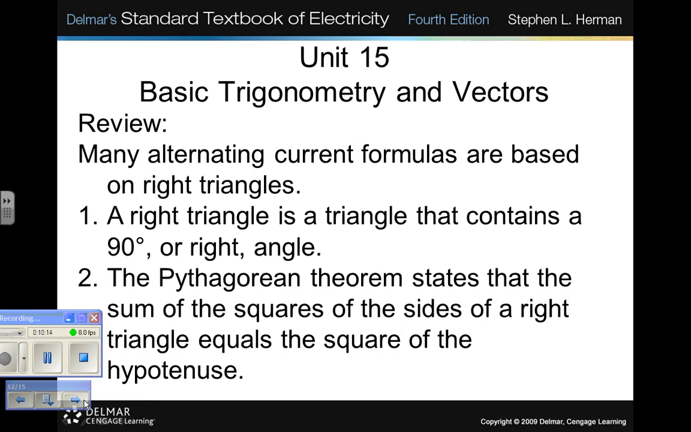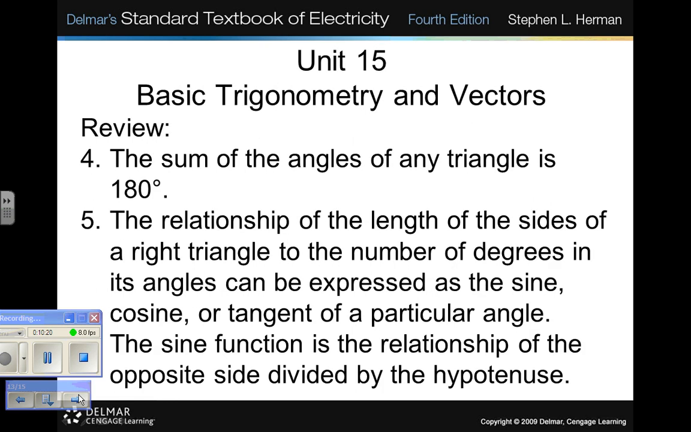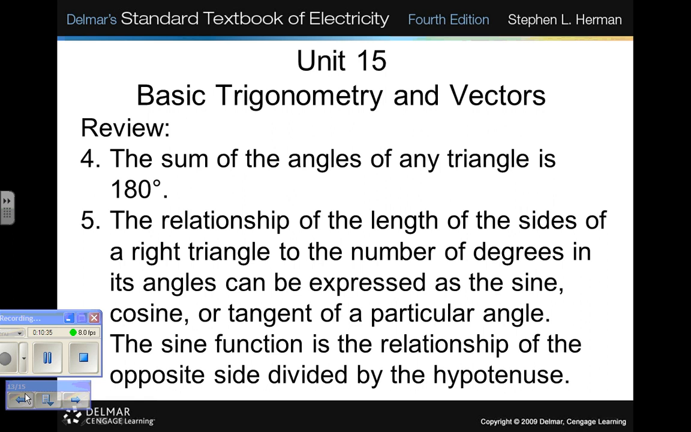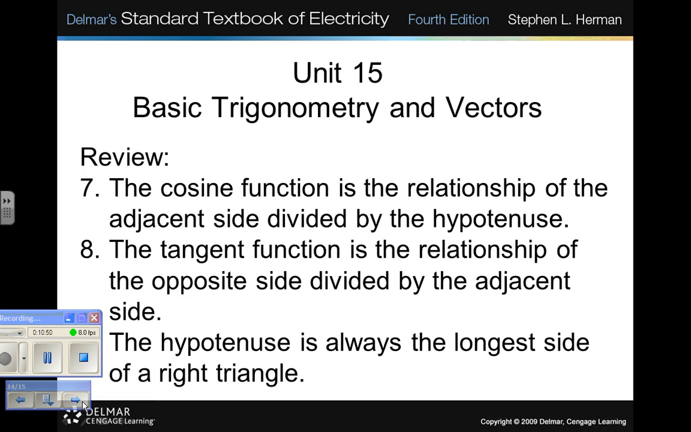Basic triangles, functions, and vectors. Okay, review already. The sum of the angles of any triangle is 180 degrees. If you have the 90, the 30, and the 60, you get a 90 and a 90, right? Since you've got a 90 in one corner, the other two angles have to add up to 90. Occasionally we'll want to find that opposite angle, especially this week. Wait, did I miss anything on that one?